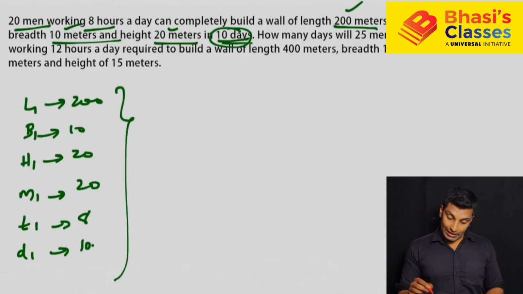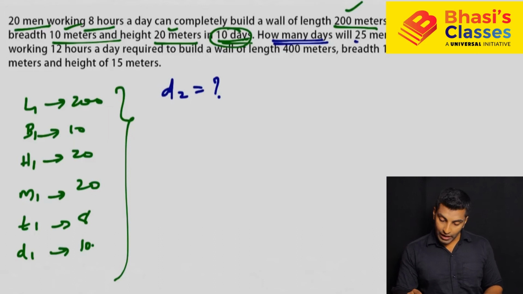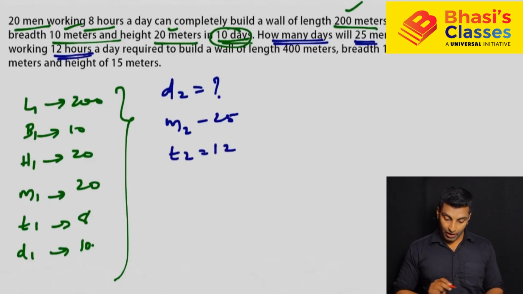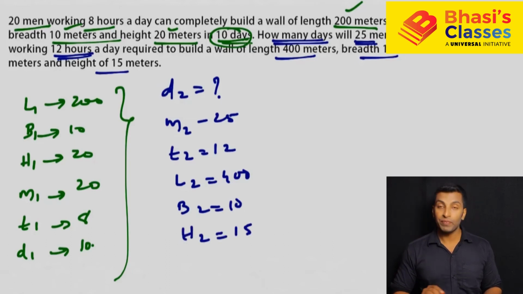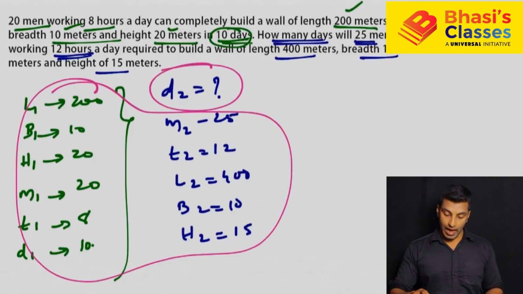Now, what is the question? How many days? So the question is clearly D2, like what we have seen in the example case, right? So what else will be given? 25 men are working, so M2 is 25. 12 hours a day, that means T2 is 12. The length is 400, so L2 is 400, the breadth is 10, so B2 is 10, and the height H2 is 15. So you know everything except D2, and you can easily find it out.